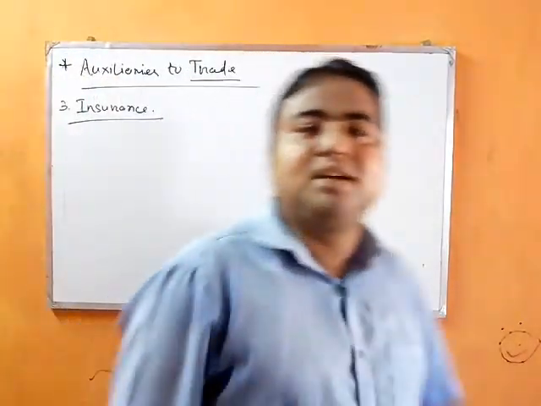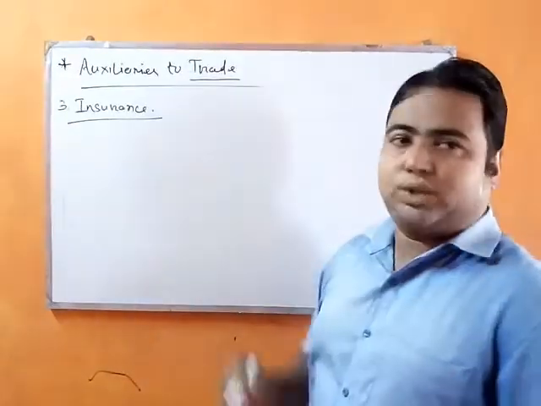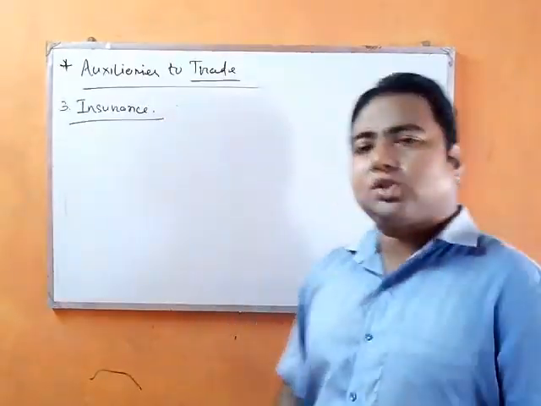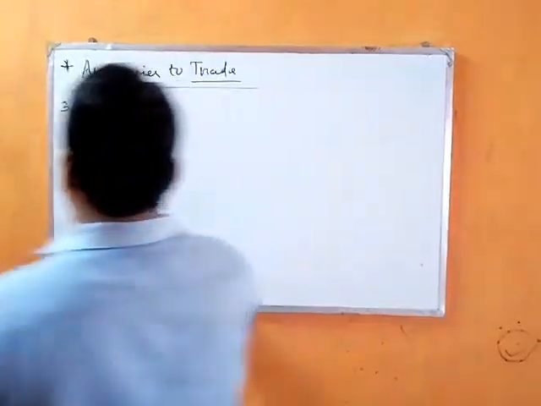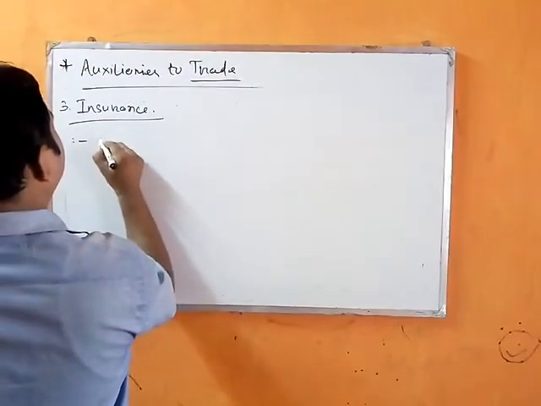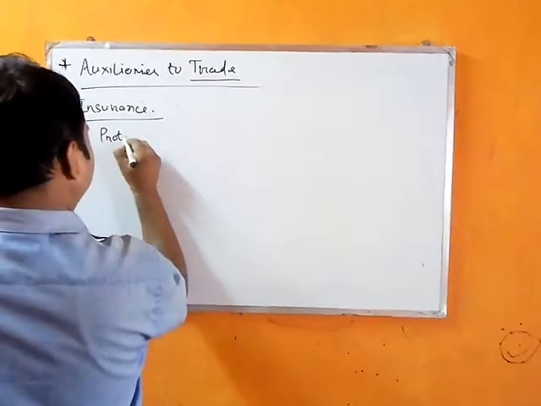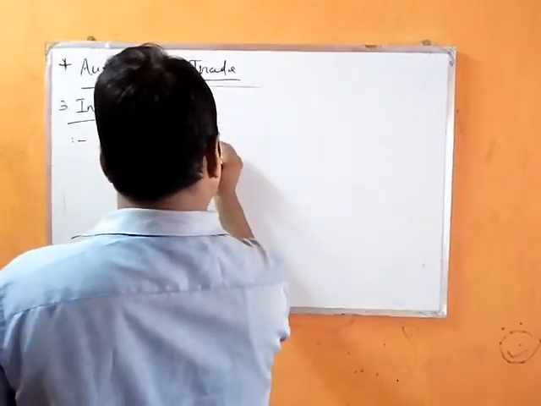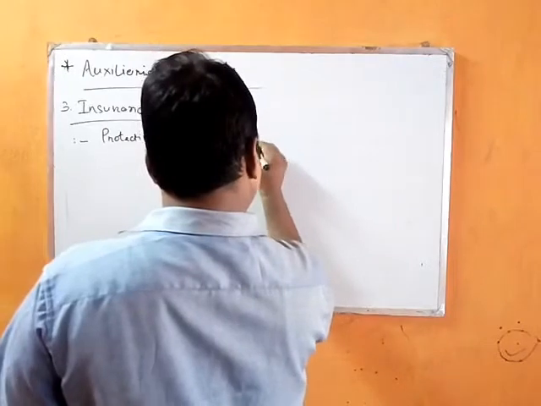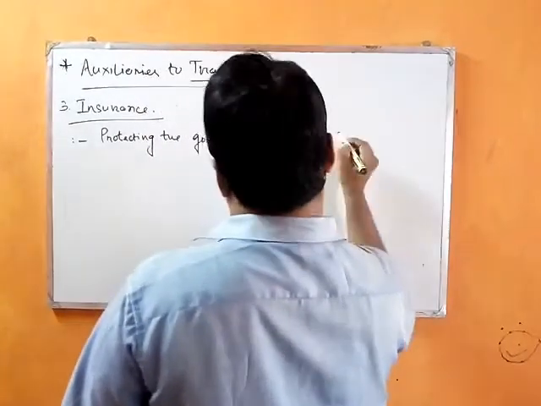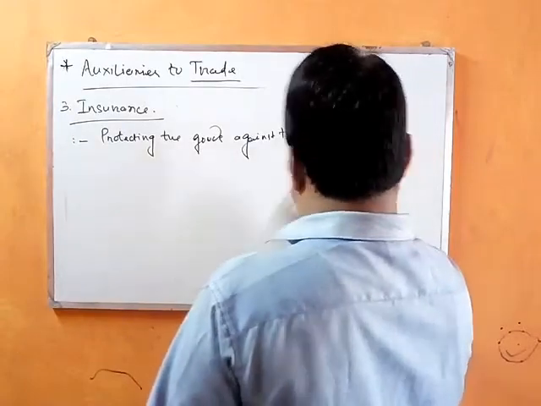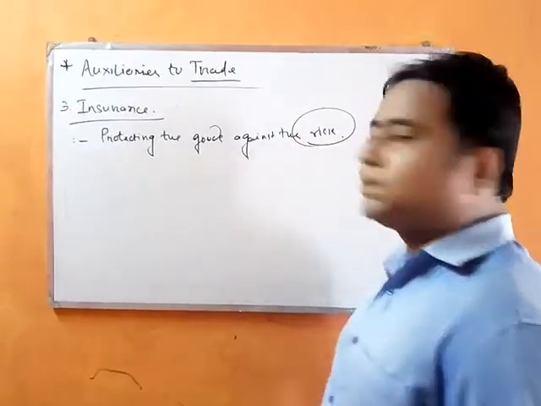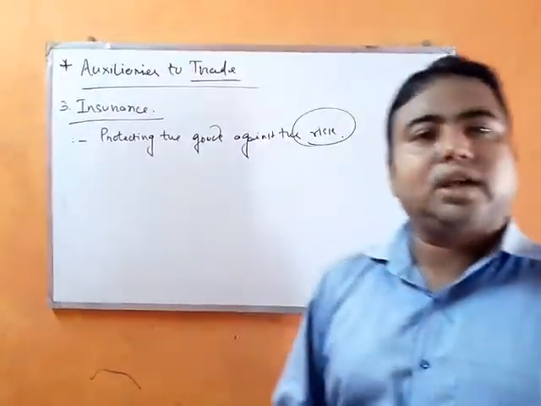Insurance. Point number 3, or the third auxiliary to trade, is insurance. Insurance is nothing but protecting the goods against the risk. Why is the concept of risk there?